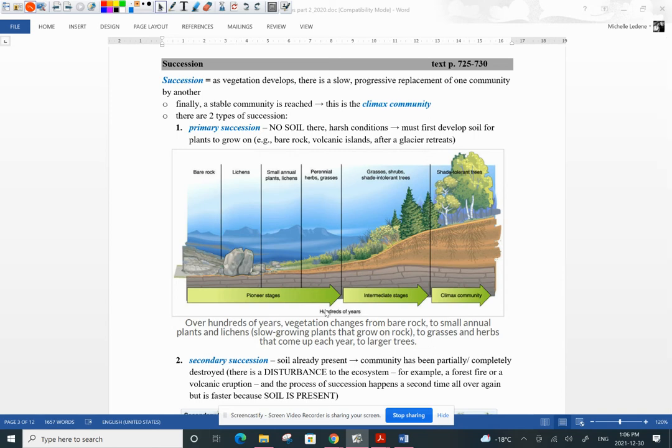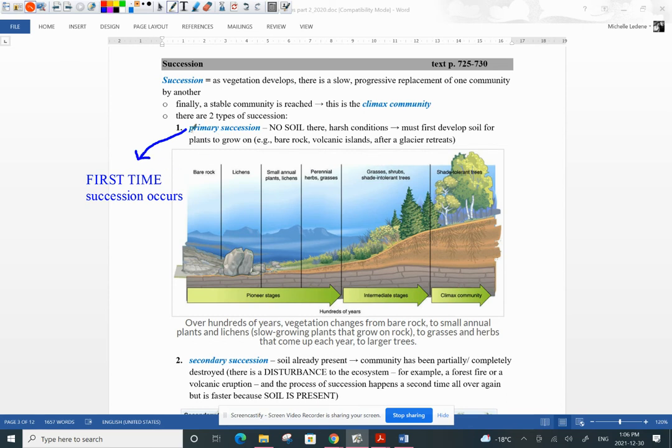Okay, so our last concept here, and this one just seems like it's just tacked on at the end of the booklet, and it really is, but typically there's a question or two on this on the diploma. And this is about succession, which is just simply over time, and this is long time periods, there's going to be a slow, progressive replacement of one community after another until finally you get a stable community, and we call that the climax community. So there's actually two different types of succession. You need to know the difference between them.